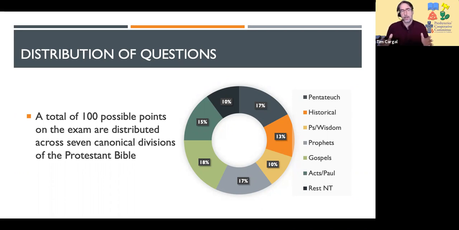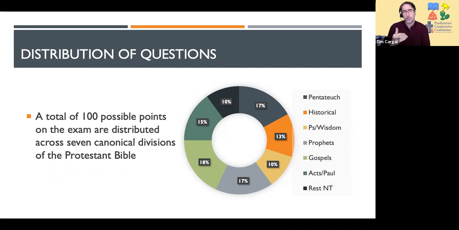But when we talk then about the distribution of the questions, we have to think about it in terms of points. So the Pentateuch will always be 17 of the 100 points. If the matching question from the Old Testament comes from the Pentateuch, then there'll be 12 multiple choice questions and 1 matching question to get to those 17. So when we talk about the division, then it's always by points and not necessarily by questions because of where that matching question may fall.